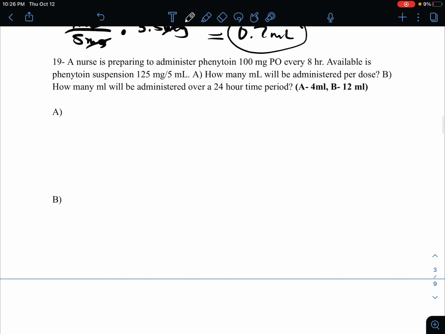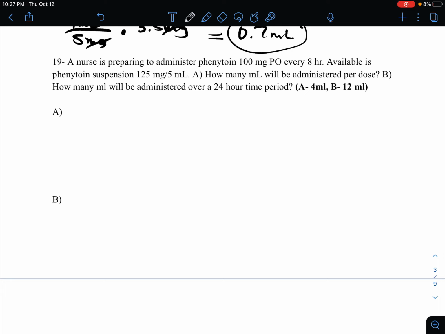Okay, a nurse is preparing to administer 100 milligrams by mouth every 8 hours. Available is suspension, 125 per 5 milliliters. How many milliliters would be administered per dose? Okay, so this is a question we've been doing literally all the time. So let's walk through it.